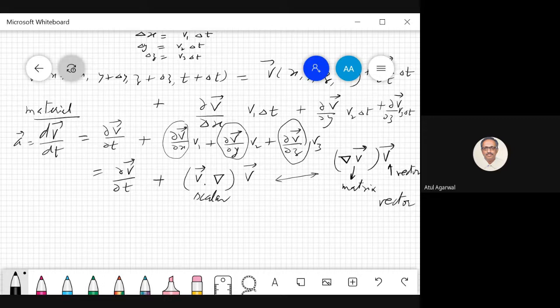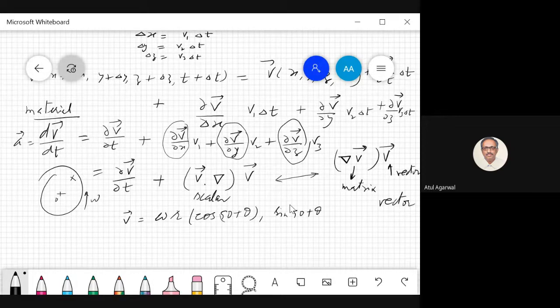Now we look at our velocity field, which we found for a rotating body. You assume there is a body rotating with angular velocity omega about this origin. So we found that the velocity of any particle in space at x, y, z was omega r e theta, and e theta was cos(90 + theta), sin(90 + theta), 0. The particle is going around in the xy plane.